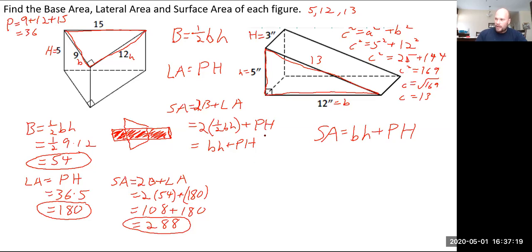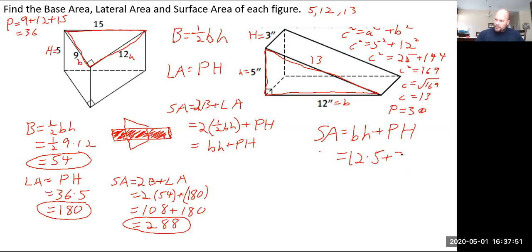So on here, let's keep going with this. Now that we know all of our values, just plug it into this formula. So we have base, the base is 12. The height is 5. The perimeter of the base, well, again, you had to add up all these pieces. So 5, 12, and 13 added together is going to give us a total of 30 for our perimeter. So let me just write that down here. So we got 30 for our perimeter.